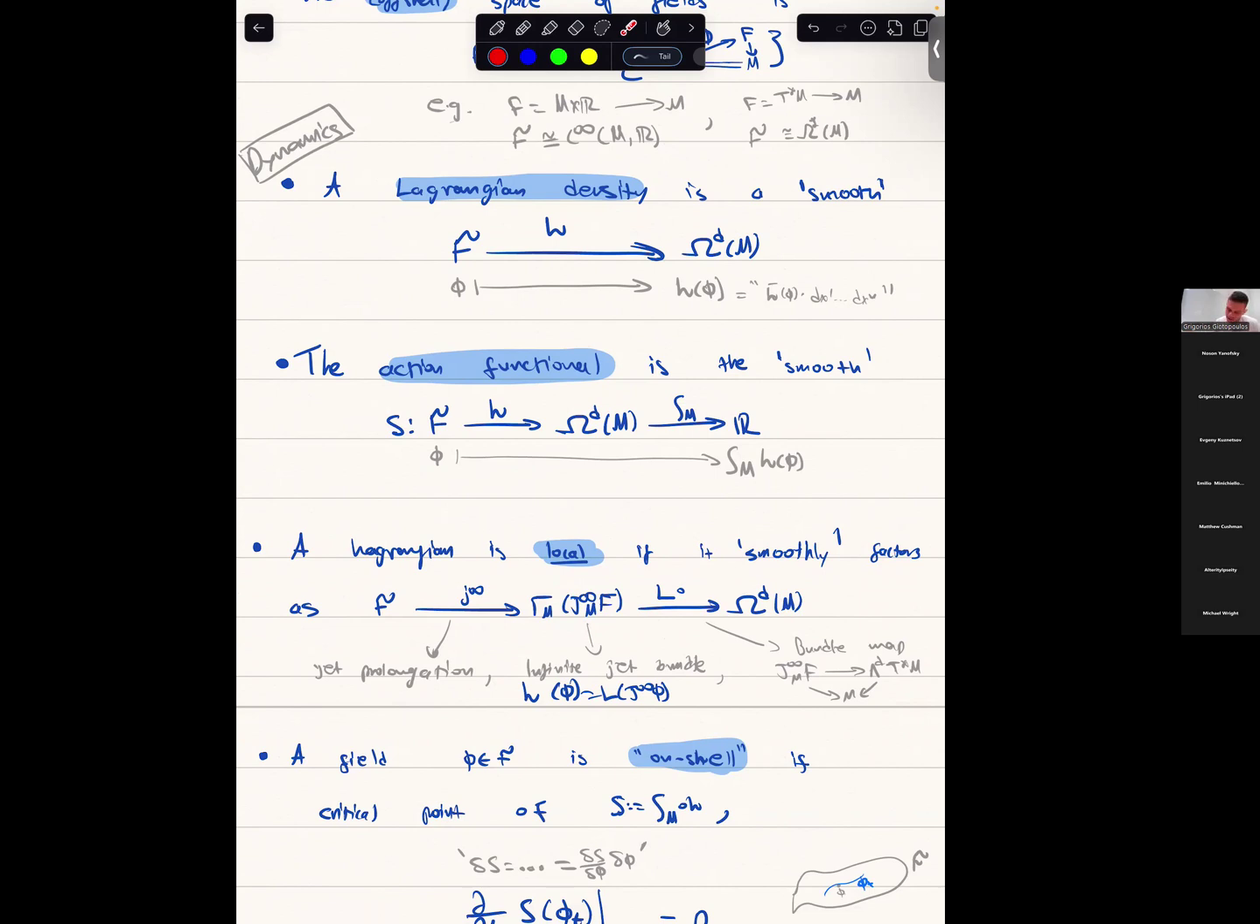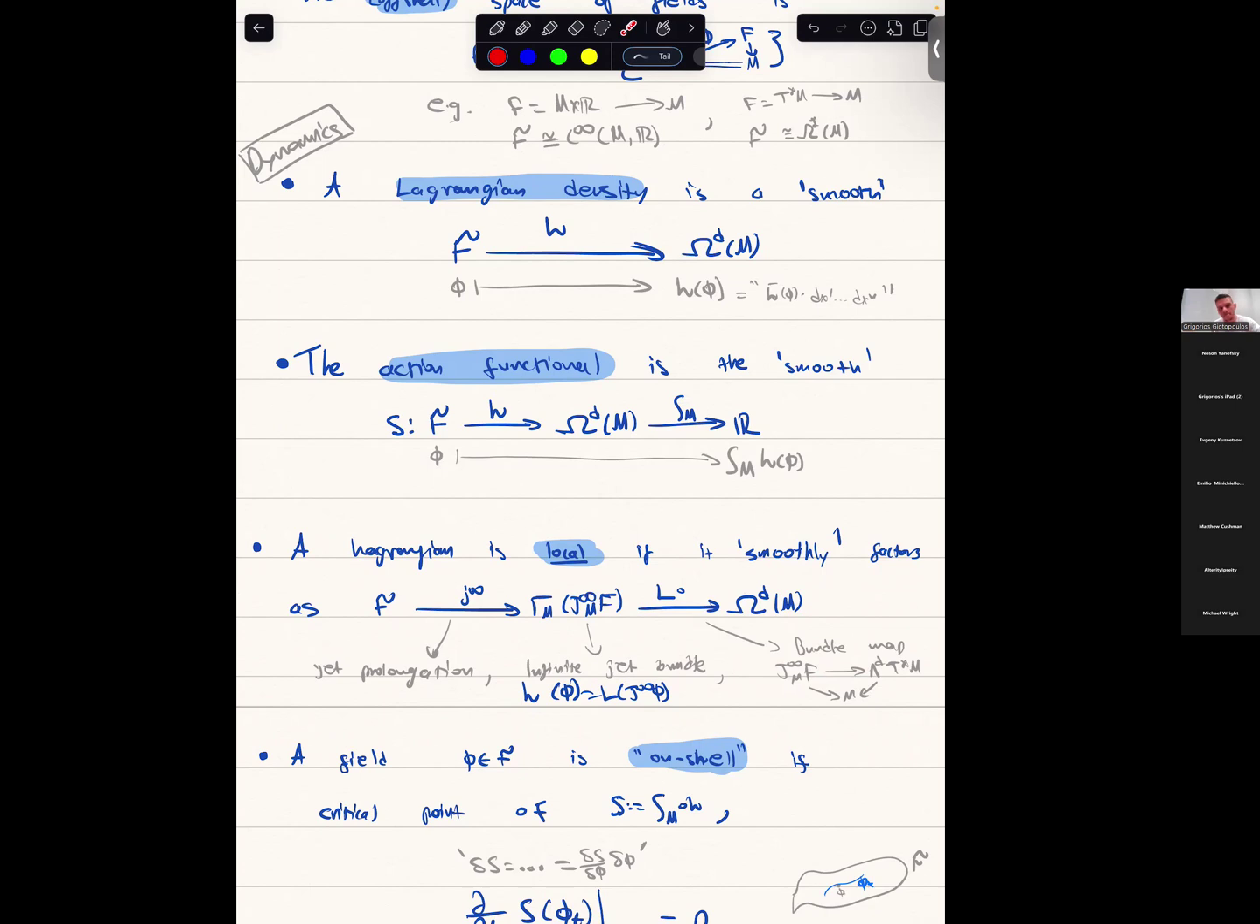So a Lagrangian is called local if it factors through the jet bundle in the following sense. You take your fields, which are sections of the original bundle F, then you prolongate them. There is a canonical set theoretic jet prolongation map that takes values in sections of the infinite jet bundle, and then you compose by some bundle map. So this is just a bundle map over M of the infinite jet bundle into the bundle of top exterior power of the cotangent bundle. Okay, so this is the formula that's usually given.